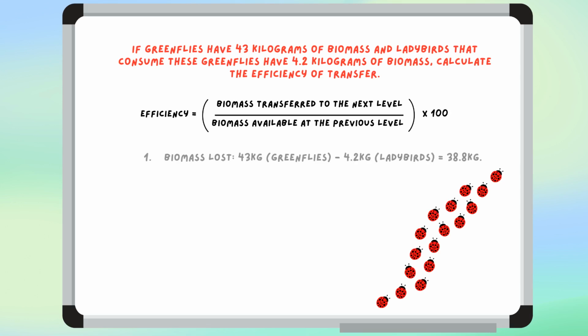Firstly, calculate the biomass lost. This would be 43 kilograms, the green flies, minus 4.2 kilograms, the ladybirds, equaling 38.8 kilograms. Then calculate the efficiency of transfer. Using the stated formula, this is 4.2 kilograms divided by 43 kilograms, multiplied by 100. Which gives us 9.77%.